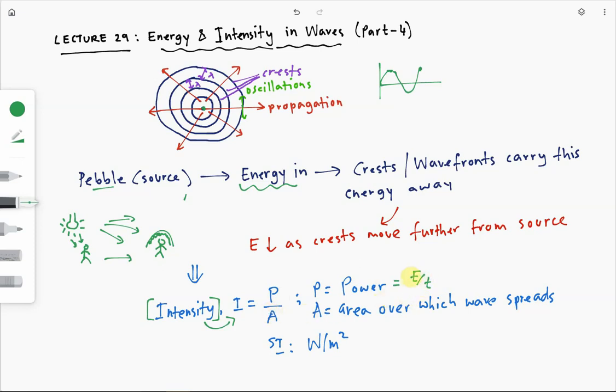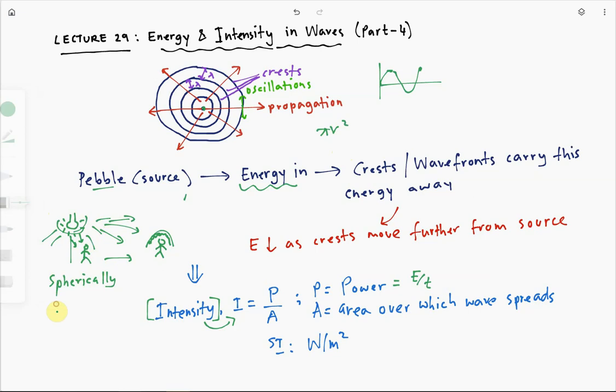And the area over which the wave spreads, for a ripple wave, is a circle, because it spreads out circularly. So the area would be pi r squared for a ripple wave. But it may be different for a light source. Usually the wave spreads out spherically from a light source like the sun, the moon, or even light bulbs. Spherically meaning the area would then be 4 pi r squared, the surface area of a sphere. The SI unit for intensity is watt per meter squared, because the SI unit for power is watt, while the SI unit for area is meter squared.